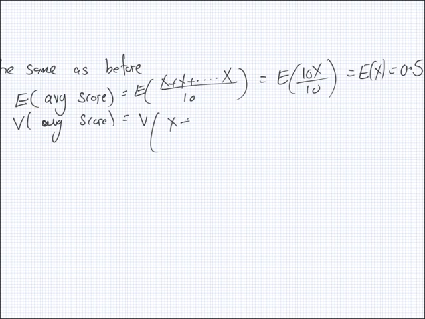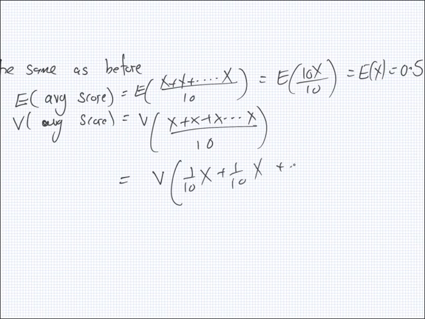Variance of x plus x plus x, etc., over 10. Which I think actually it works out to be the same, doesn't it? Well, no, we have to be very careful here. This is 1/10 x plus 1/10 x, etc.